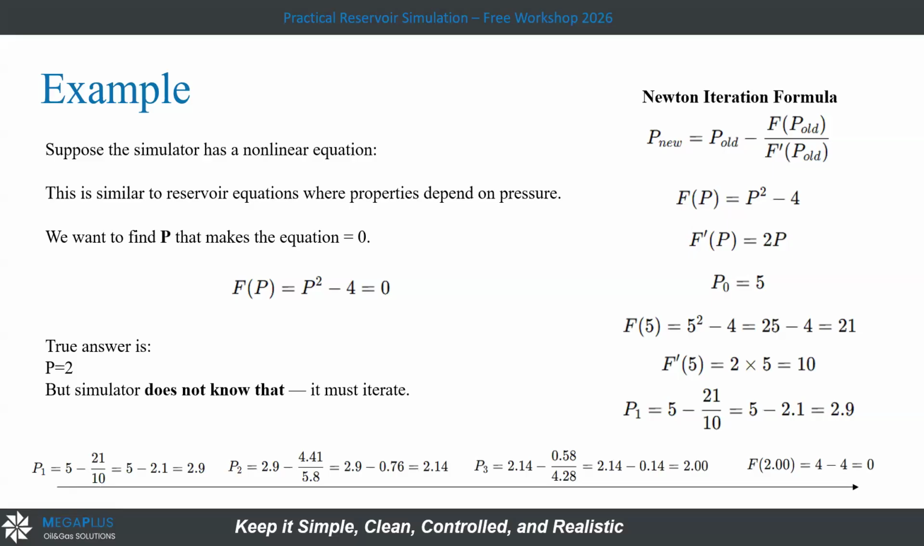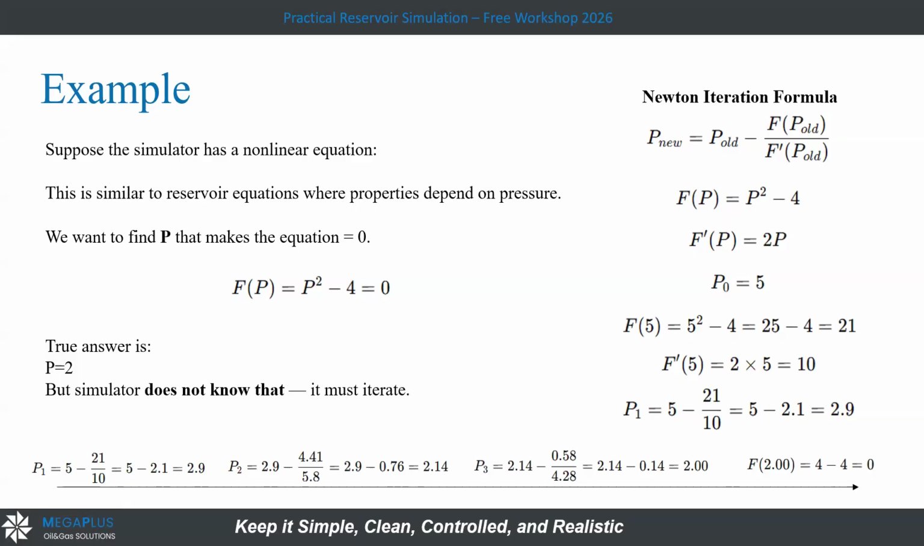And then, at the 21, I will get the differentiation, or the derivative, of this function. The derivative of P squared will be 2P, so it will be 10. Applying the iteration rule, finally the P will be equal to 2.9.